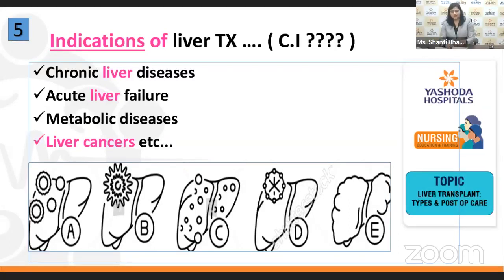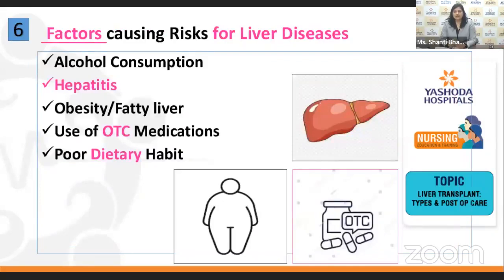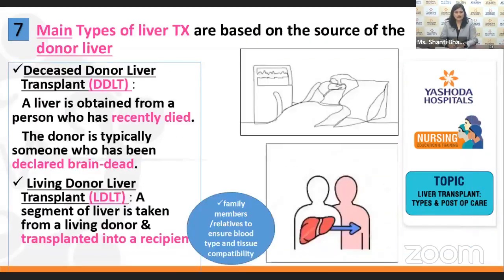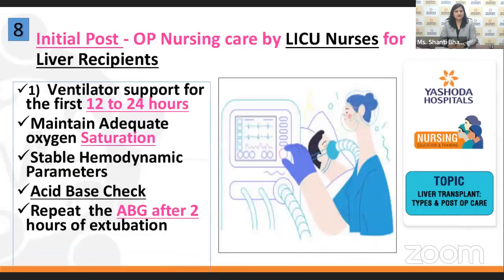So Kezia, we'll just quickly go through the initial post-operative nursing care. Yes. Now we are going to look into the initial postoperative care by the ICU nurse. That is very much important after the liver transplant. First one is the ventilator support for the first 12 to 24 hours in order to maintain adequate oxygen saturation and to maintain stable hemodynamic parameters and acid-base balance. And also we should repeat the ABG after the extubation of the patient.